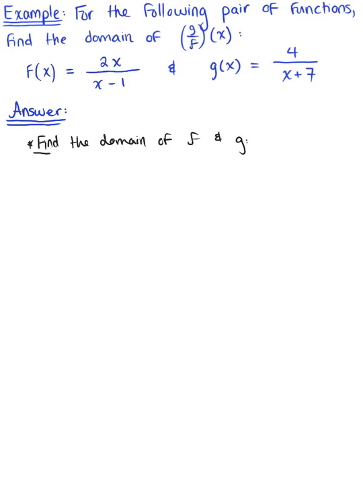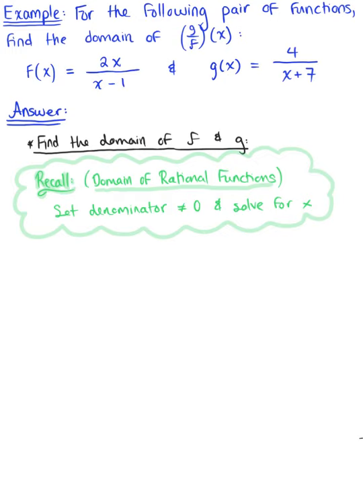And so both function f and function g are rational functions here. So let's quickly recall that for a rational function, division by 0 does not exist. So to find the domain, we need to set that denominator not equal to 0 and solve for x. So here we go. The first function that we're working with is f of x is equal to 2x all divided by x minus 1.